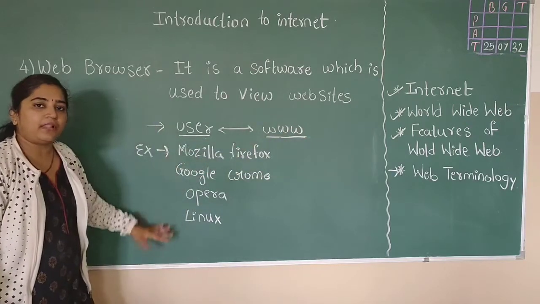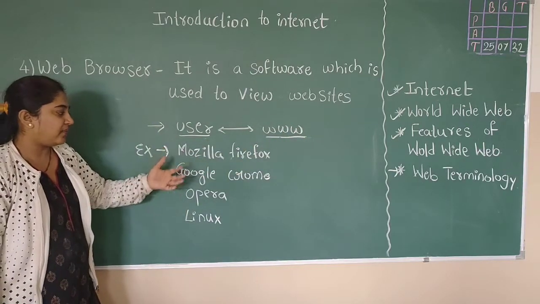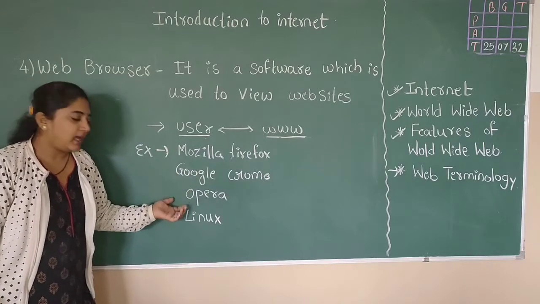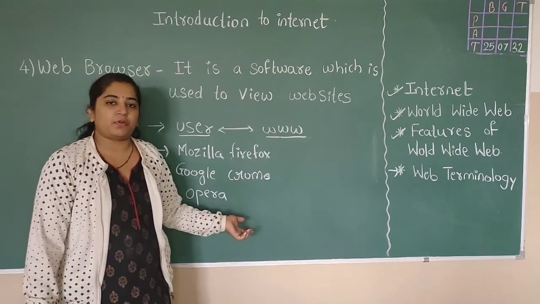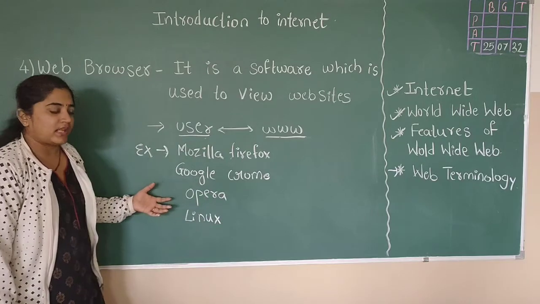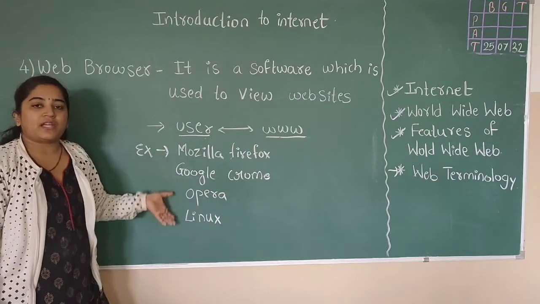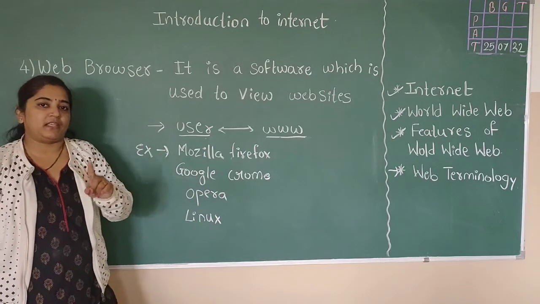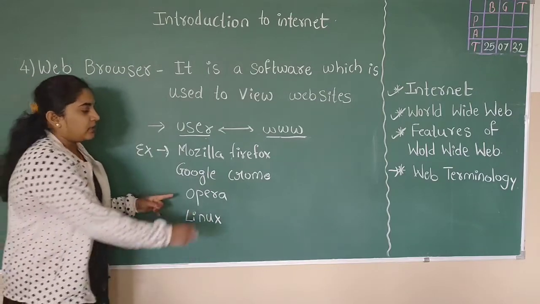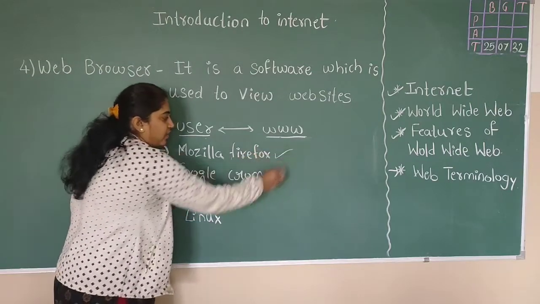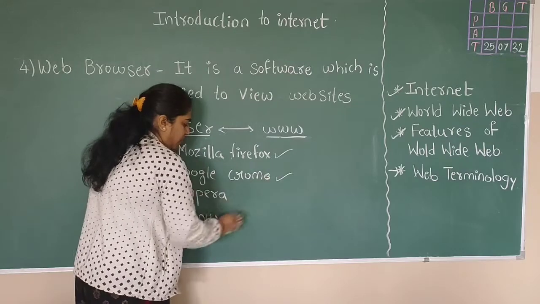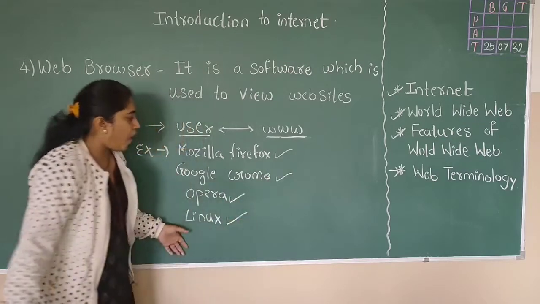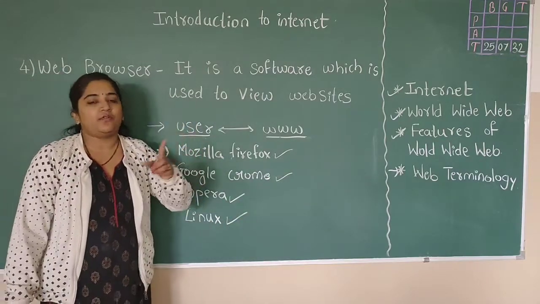These are some examples of web browser: Mozilla Firefox, Google Chrome, Opera, Linux and Internet Explorer. There are so many web browsers. Multiple web browsers can be installed on one PC, means one computer. Even I can install Mozilla Firefox, Google Chrome, Opera, all the web browsers in one PC.